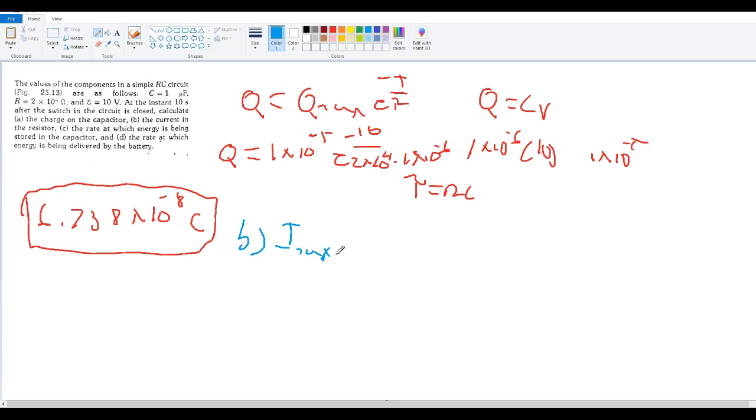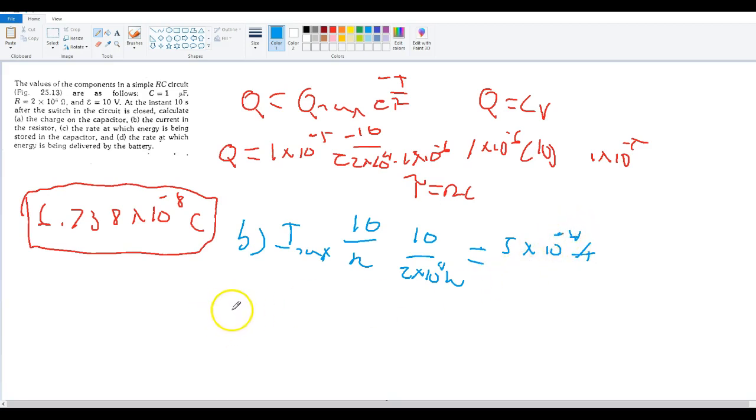So we can just focus on the 10 volts, and we can treat the capacitor as if it's just a wire. So we can look at the 10 volts and the resistance, and just use Ohm's law: 10 divided by R, or 10 divided by 2 times 10 to the 4th ohms. I should be able to do that in my head, but I'm not going to. It's 5 times 10 to the negative 4th amps. And that's going to be Imax.